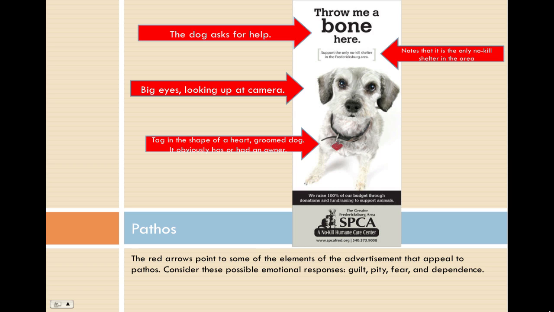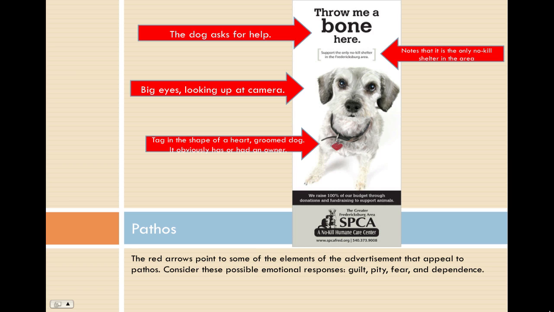So again, what we're doing is we're looking at how this SPCA advertisement is trying to convince someone to identify, like, or even donate to this particular organization. So let's start at the top of the advertisement. "Throw me a bone here." So the dog is asking for help, which may solicit a response of guilt or pity. It also notes that it's the only no-kill shelter in the area. So again, appealing to a sense of guilt or pity, maybe even fear. The idea that otherwise this animal might face destruction in a city pound.